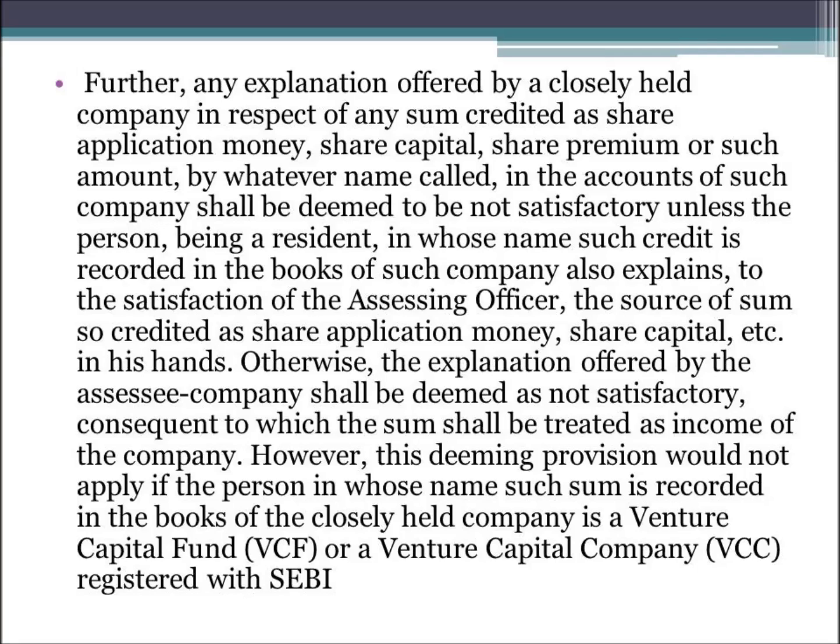Any explanation offered by a closely held company in respect of any sum credited as share application money, share capital, share premium, or such amount by whatever name called in the accounts of such company shall be deemed to be not satisfactory unless the person, being a resident in whose name such credit is recorded in the books of such company, also explains to the satisfaction of the assessing officer the source of sum so credited as share application money, share capital, etc. in his hands. Otherwise, the explanation offered by the assessee company shall be deemed as not satisfactory, consequent to which the sum shall be treated as income of the company.